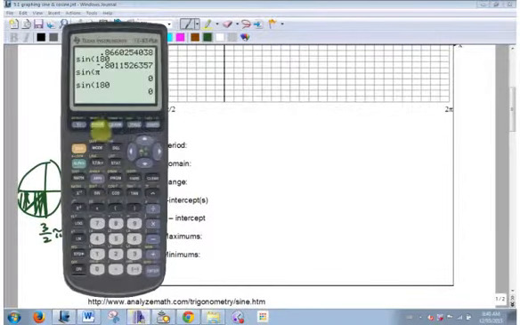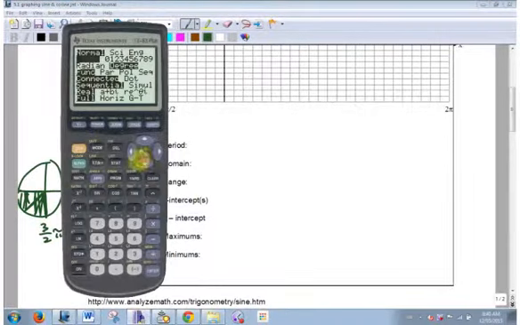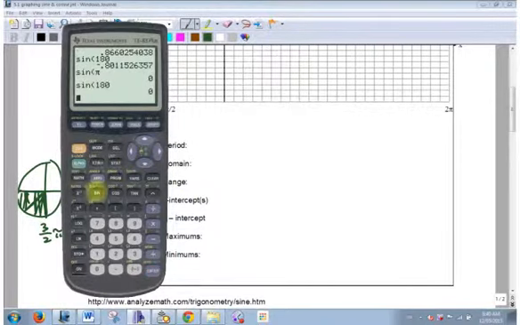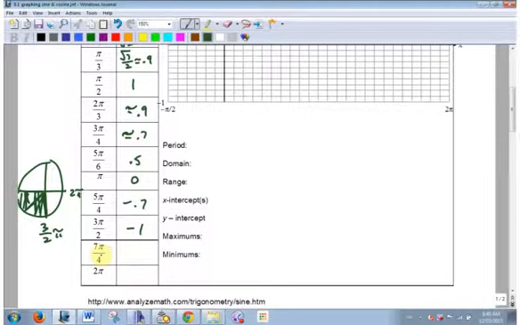Let's try it. Radians, I could put in 270 degrees. That would work too. But what is sine of 3 pi divided by 2? That's 3 over 2 pi, right? Okay, -1.